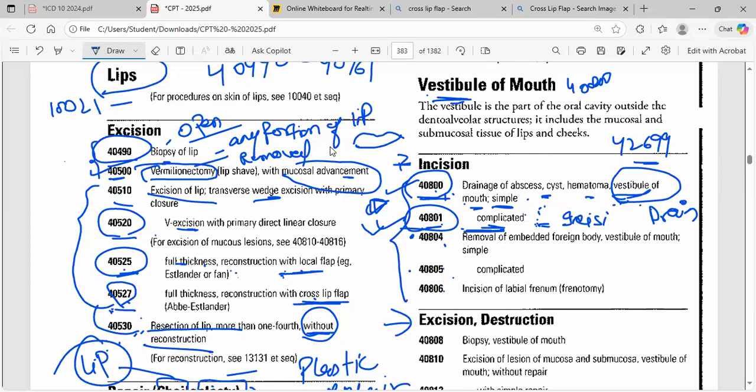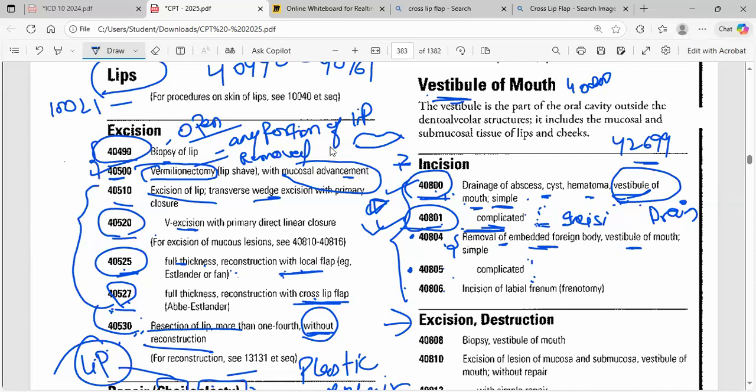Next we have 804 and 805. 804 is removal of embedded foreign body, vestibule of mouth, simple and complicated. Foreign body means anything which has entered into the patient's vestibule of mouth which is not serving any particular purpose or intent, that is a foreign body.